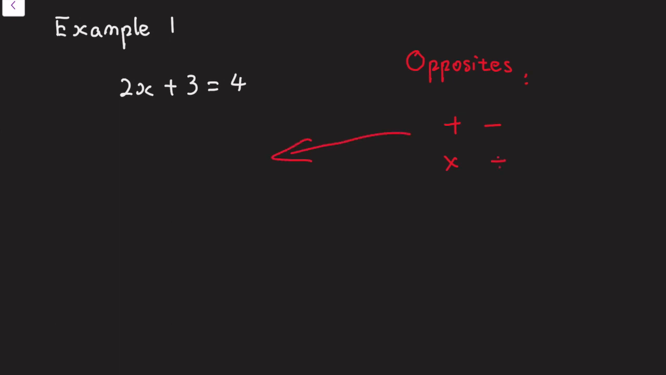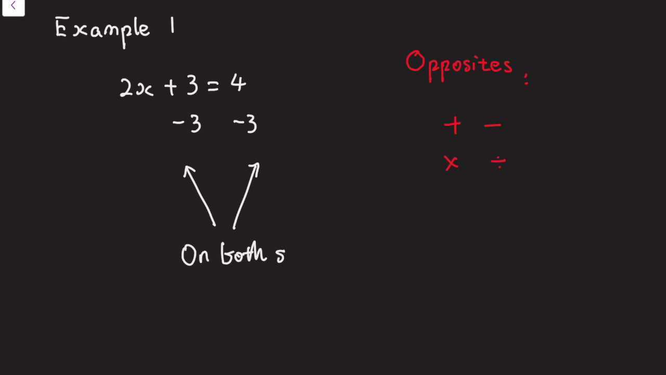Let's come back to this example. 2x plus 3 equals 4. The opposite of adding 3 is subtracting 3, so we subtract 3 on this side. However, I cannot subtract 3 on one side only. I need to subtract 3 on the other side as well, so that I do the same thing on the right-hand side of the equal sign.